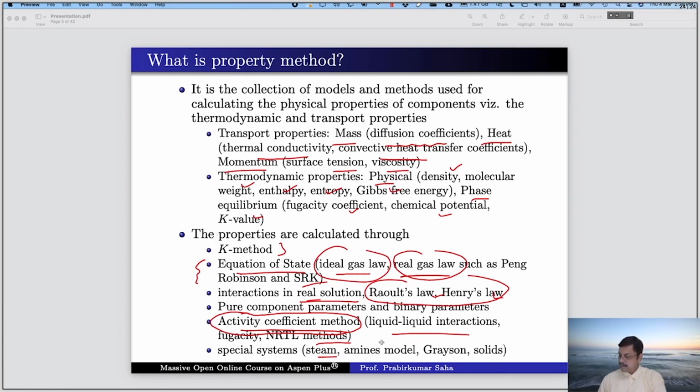Now, we also have some special systems such as steam, which is exclusively for water and steam. And for amine model, we have amine package for various amine products. Grayson method, mainly for petrochemical systems and for solids. We'll learn them one by one.